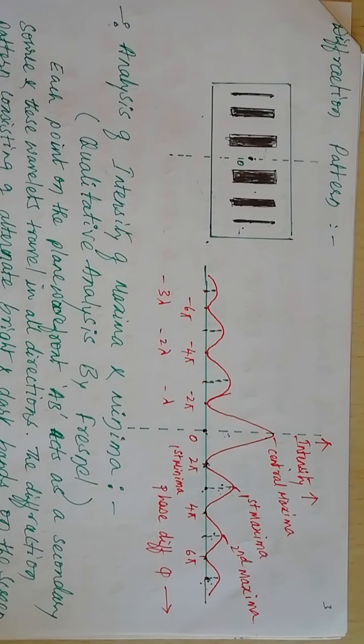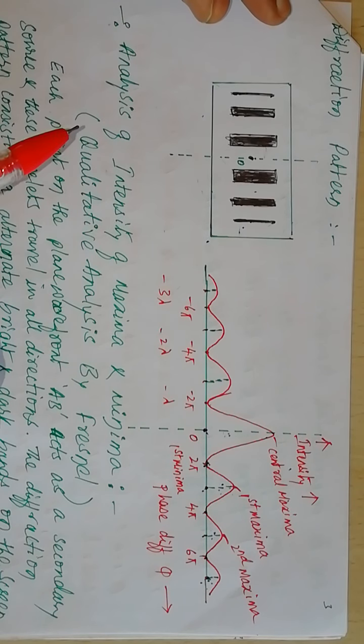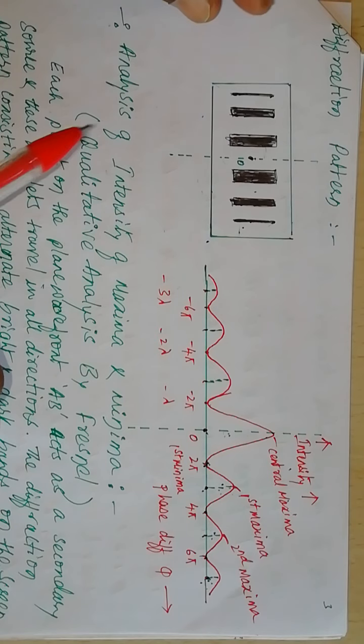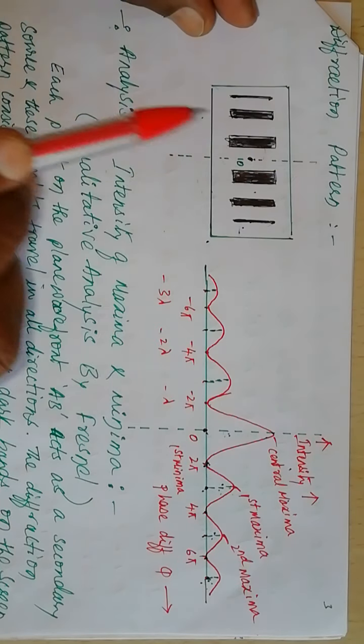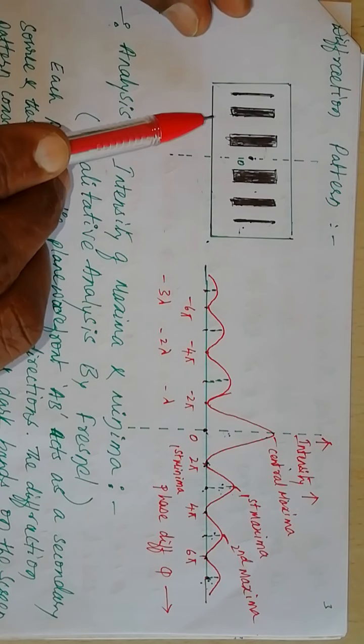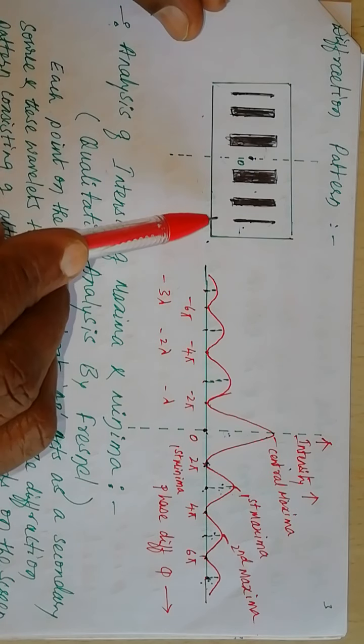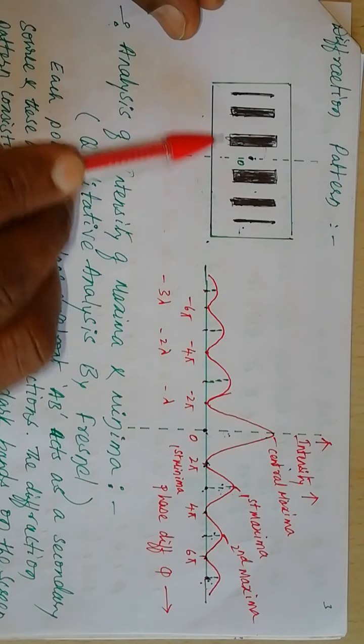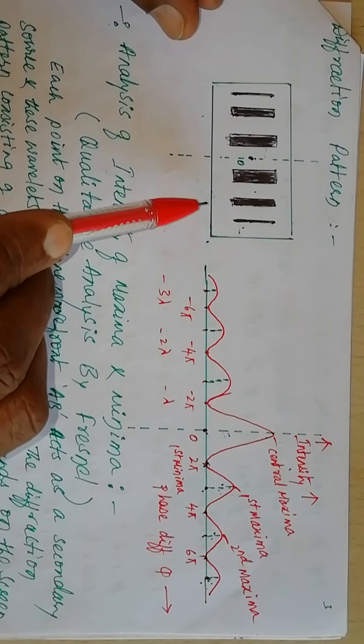Hello, good morning, students. In the previous class, we discussed the phenomenon of diffraction of light at a single slit, the types of diffraction, Fresnel's diffraction, and Fraunhofer diffraction. The diffraction pattern we get on the screen consists of alternate bright and dark bands.